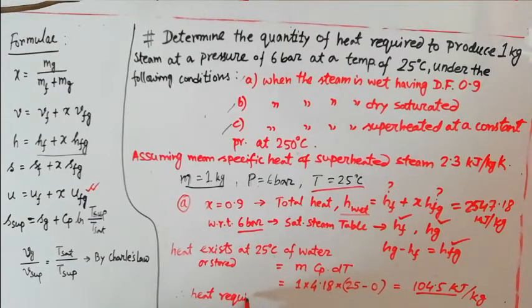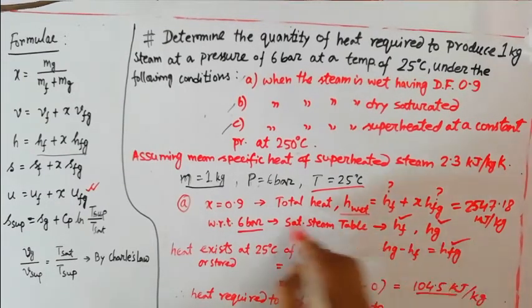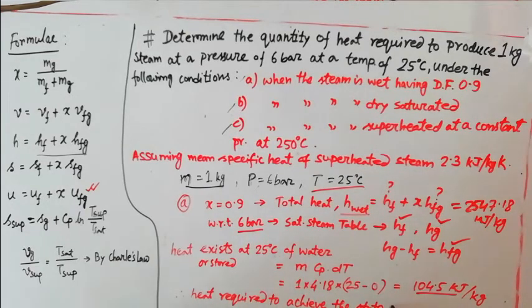So I can find the heat required to achieve the state, which state? This state, that is the dryness fraction 0.9 state. So what amount of heat is required? 2547.18 minus 104.5 will give you the amount of heat required for unit mass, and after subtracting it comes to 2442.68 kilojoule per kg.